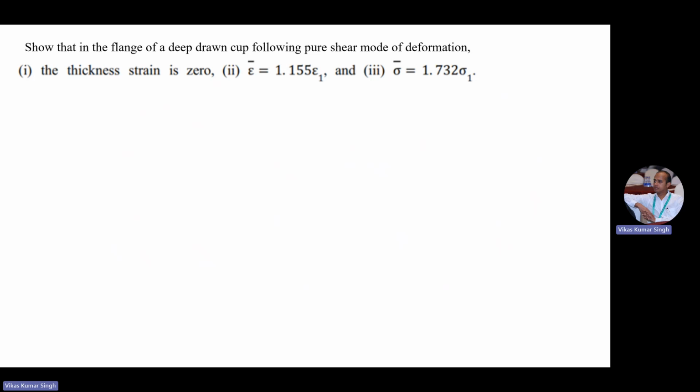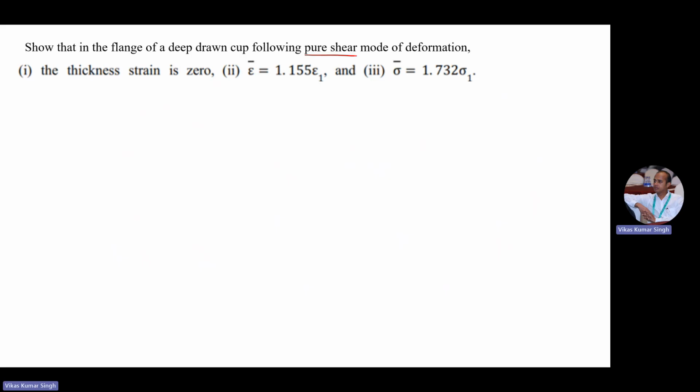So in the flange cup following pure shear mode deformation, we have to prove, first, the thickness strain is 0, second, the effective strain is 1.155 times the major strain, and the third one, the effective stress is √3, that is, 1.732 times the stress.